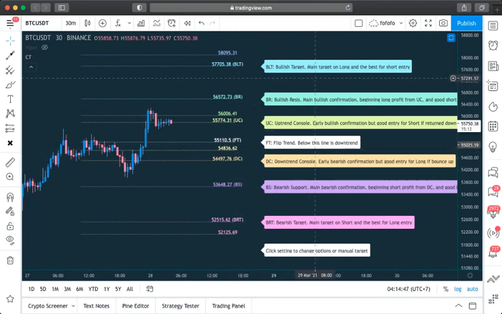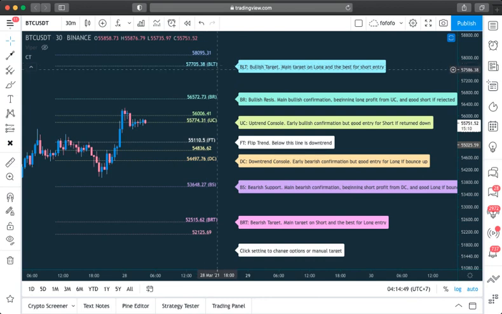It has descriptions of each level. You can see there is a BRT area, which is a bullish target, and you have a BR area, which is a bullish resistance, and you have an uptrend console. You have the flip trends, you have the downtrends, you have the bearish supports, you have the bearish resistance.